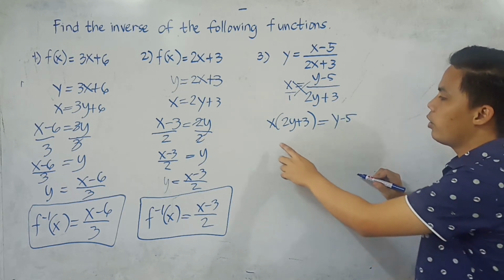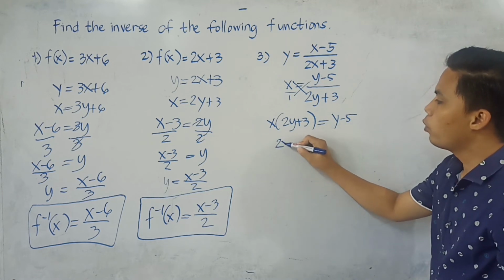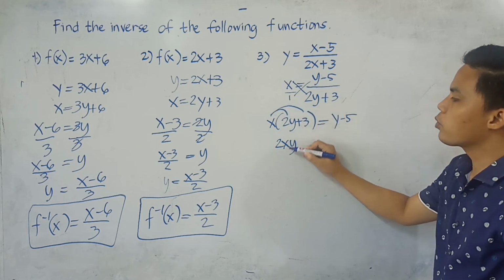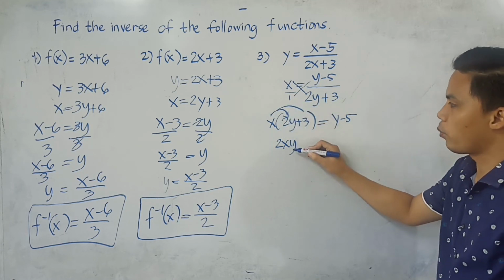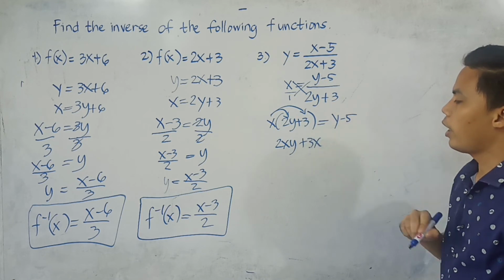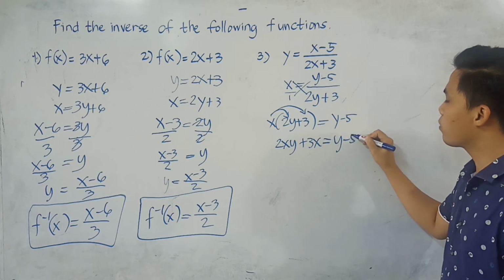Okay? Next, we're going to simplify this one. So this will become 2xy, distribute natin si x. X times 2y is 2xy. X times 3 is 3x. Then is equal to y minus 5.